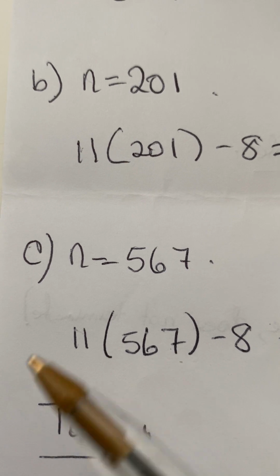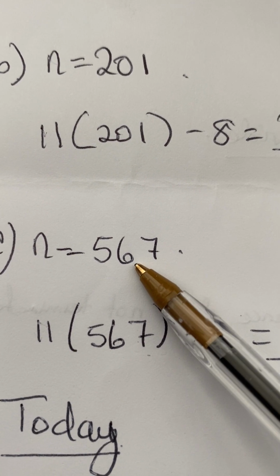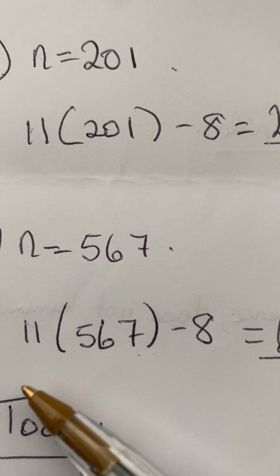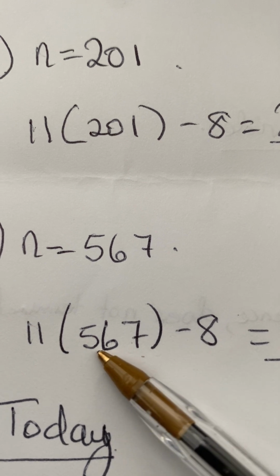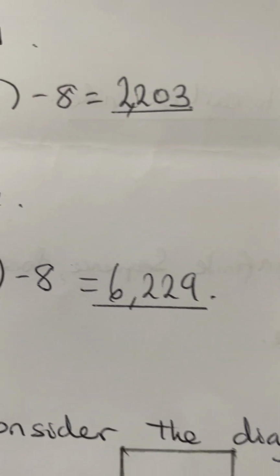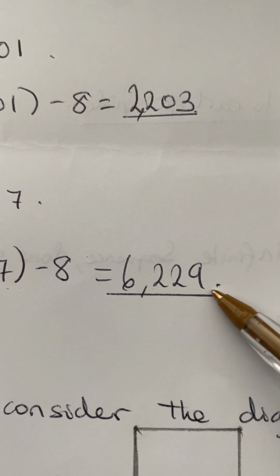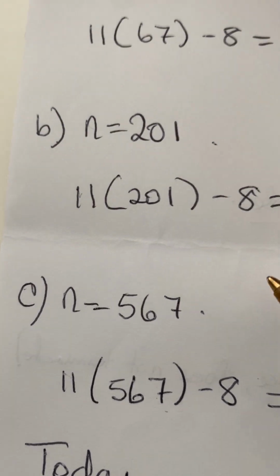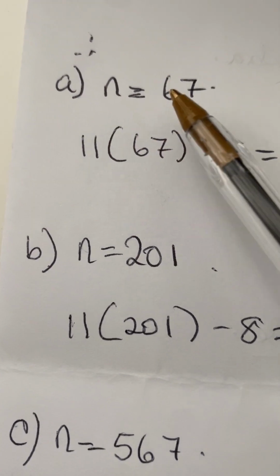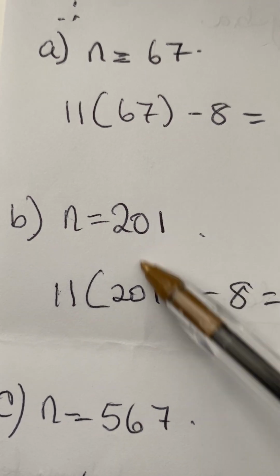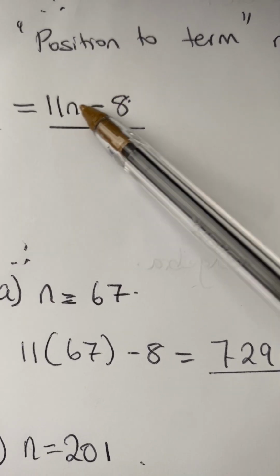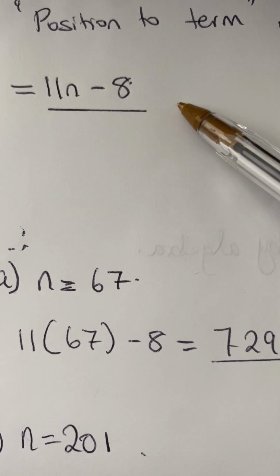Now, third one, n equals 567. So we are finding this term. Again, 11 times 567 minus 8, which is 6,229. So instead of sitting down and adding 11, we found all these terms in a short space of time just by finding the position to term rule, which is 11n minus 8.